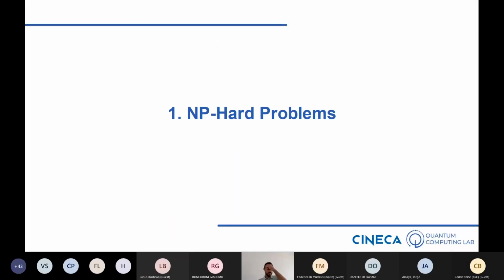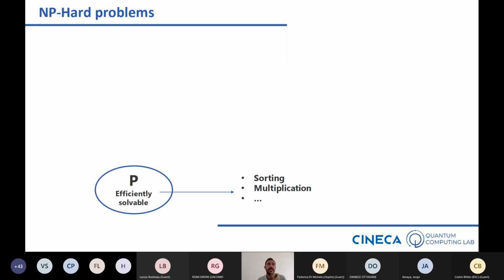Okay, now let's try to focus on what it means to solve an NP-hard problem with an annealing technique. So let me first briefly tell you, for those of you that don't have this background in computer science, there is a part of computer science and mathematics that studies exactly how hard it is to solve a particular problem. That's complexity theory.